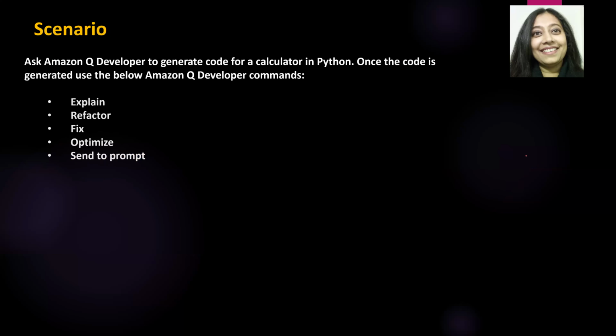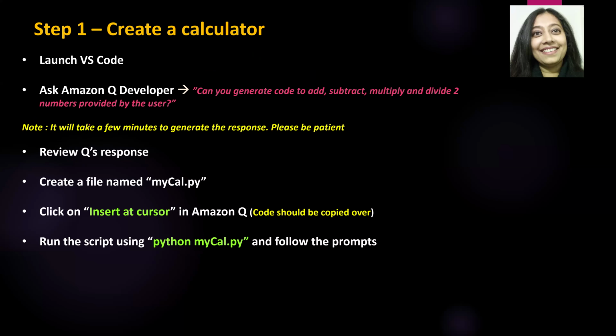The scenario for our lab today: we will ask Amazon Q Developer to generate code for a calculator in Python. Once this code is generated, we will use these commands with Amazon Q Developer. That basically covers explaining the code, refactoring the code, fixing the code, optimizing the code, and sending the code to the prompt. Okay, so let's get started.